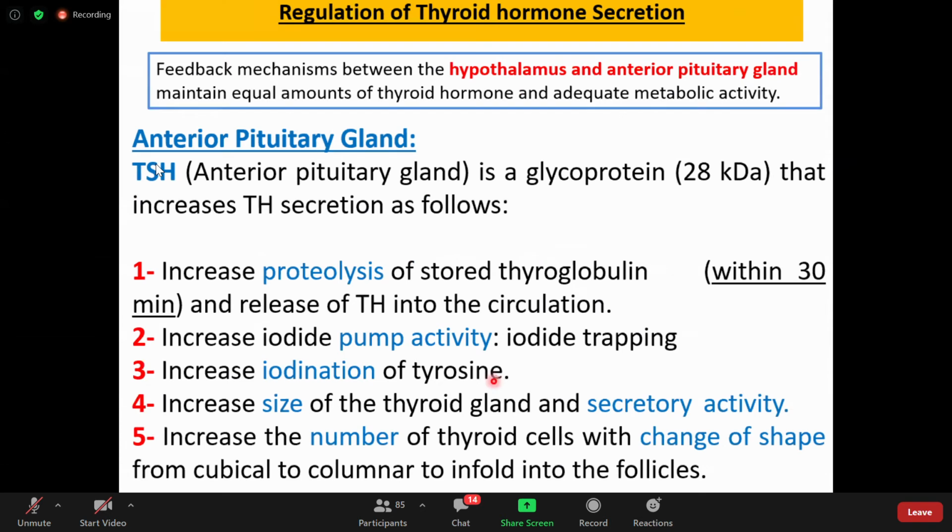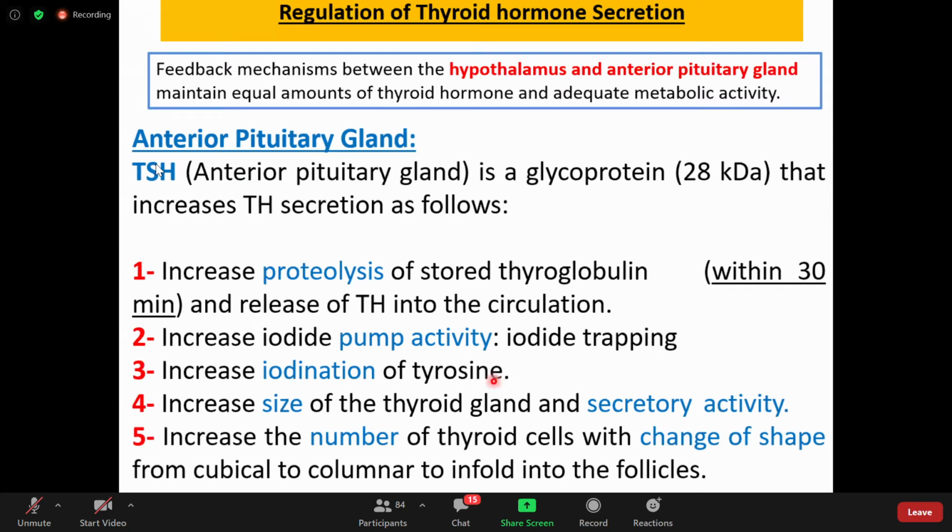Now we are coming towards the regulation. The major regulation of the thyroid hormone synthesis is under the anterior pituitary. The anterior pituitary is the one which is going to release a hormone called the thyroid stimulating hormone. It is a glycoprotein of 28 kilodaltons. It increases the thyroid hormone secretion, and it actually increases all these steps of thyroid hormone secretion.